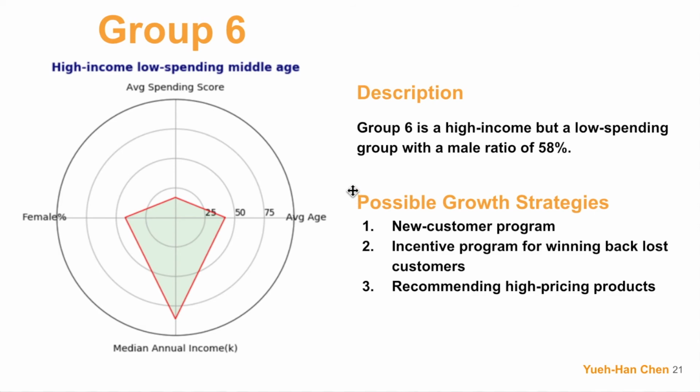So here I list the three possible growth strategies for this group. The first one is if they are really new customers, then we can do a new customer program for them. And if they are lost customers, then we can create an incentive program for winning them back. And if they normally shop at a more high-end mall, then we can recommend them higher pricing products, so they are more likely to purchase at our mall.